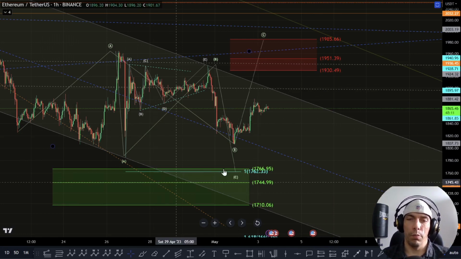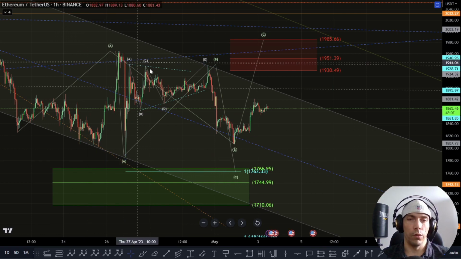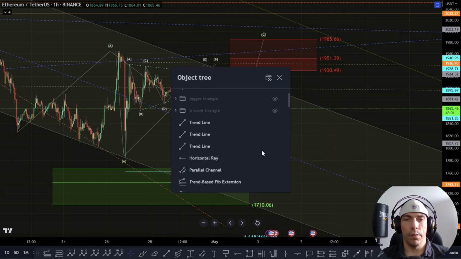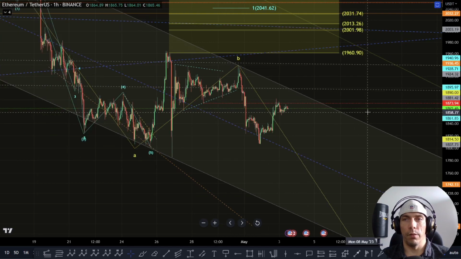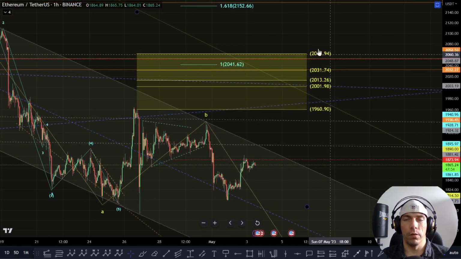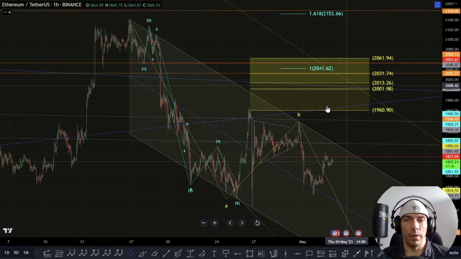If we do look to push directly up here, it's possible that this could just be an A, a B, and a C, where we're actually looking to come back into this zone. But for as long as we stay below this 4th wave rejection area, which would be this wave 2 rejection area, this 261 to this 1960, I would still be cautious of any kind of a move up at the moment, just because it's still looking very corrective.